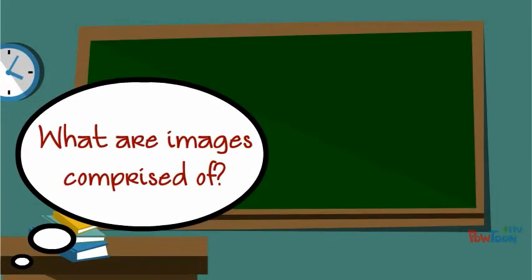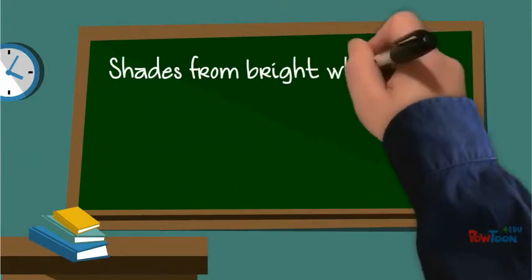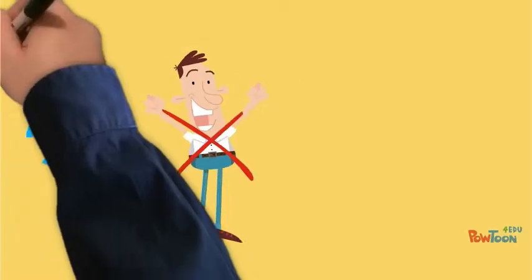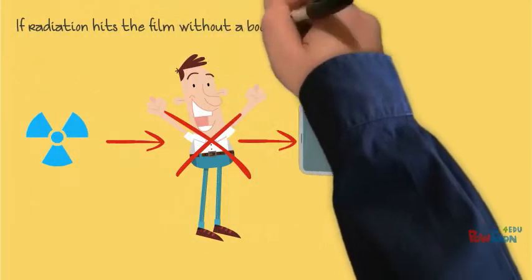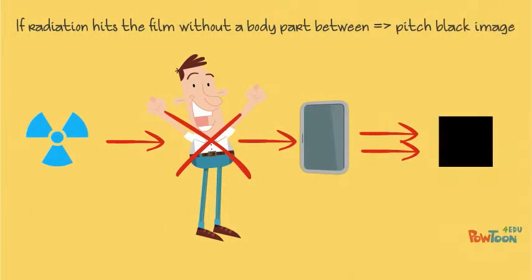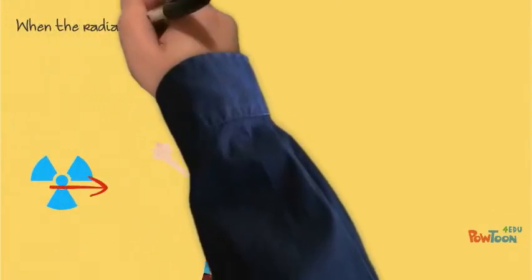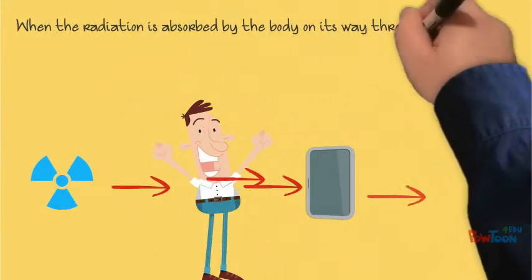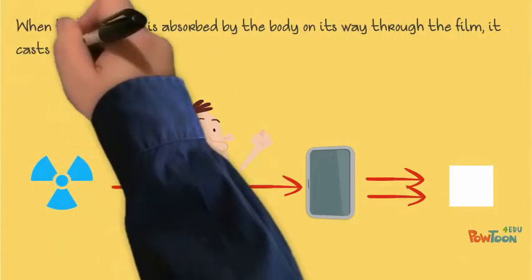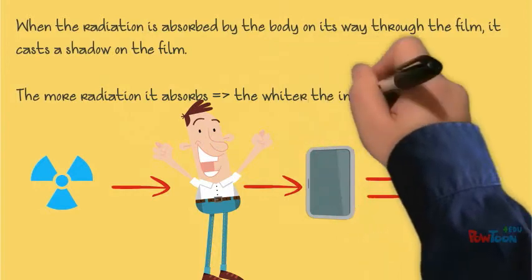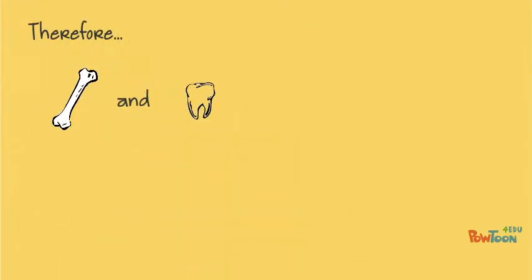X-ray images are comprised of shades from bright white through grey and to black. If the radiation hits the film without a body part between, the resulting image would be pitch black. When the radiation is absorbed by the body on its way through to the film, it casts a shadow on the film, and the more radiation it absorbs, the whiter the image. So bone and teeth, the most dense parts of the body, image is relatively white.